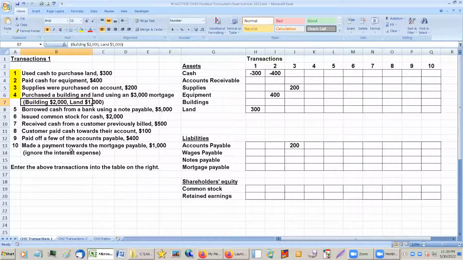Purchase a building and land using a $3,000 mortgage. Building and land, building is 2,000, land is 1,000. Okay, so let's see here. Building 2,000. Land is 1,000. And again, we didn't use any cash. We used a mortgage. So we'll come down here to mortgage payable.